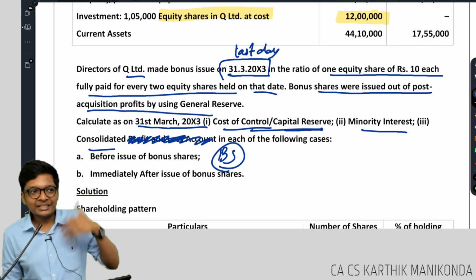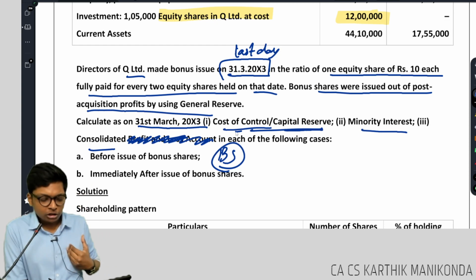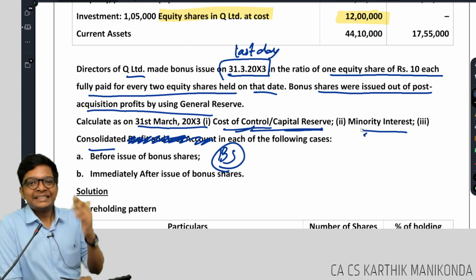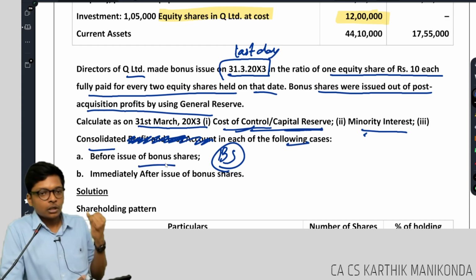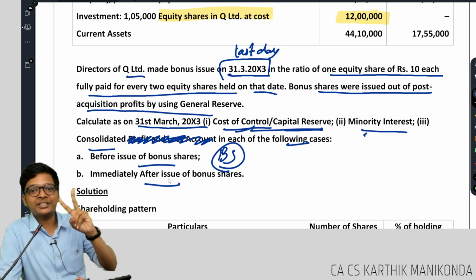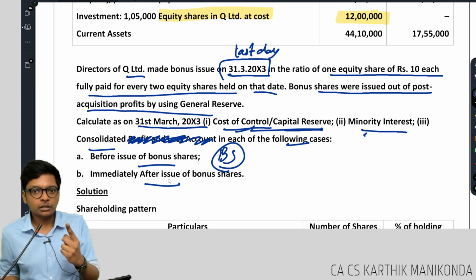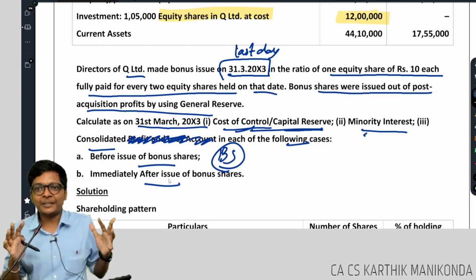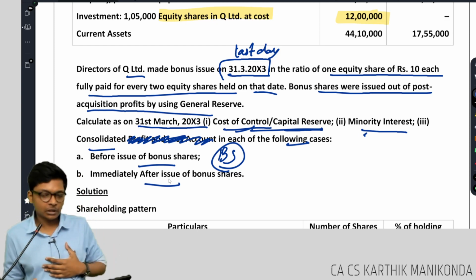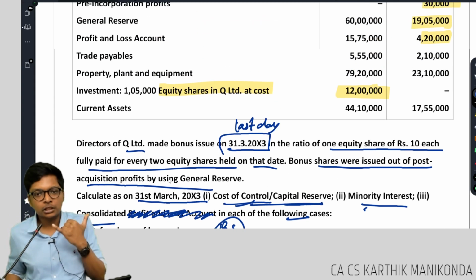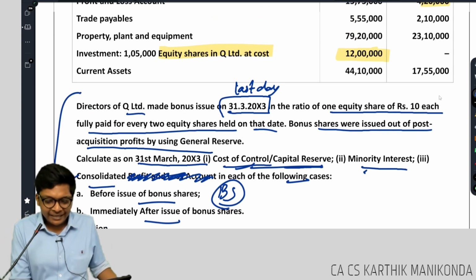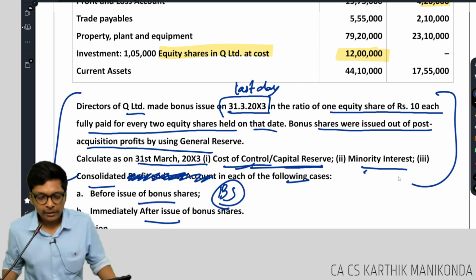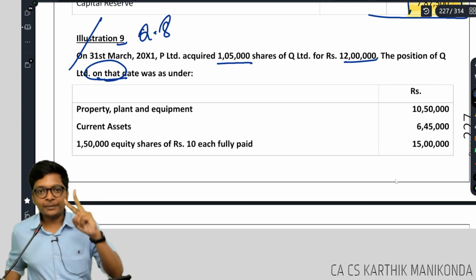You are going to apply all the 7 steps, because cost of control is one step, minority is another step. Are you following, guys? He is asking you to compute this before bonus and after bonus. That means 2 sums, guys. It's only one question, but you have to do all the 7 steps 2 times, once before bonus, once after bonus. First, let's do without bonus, as if this paragraph is not there. So remember, we're doing the sum twice.